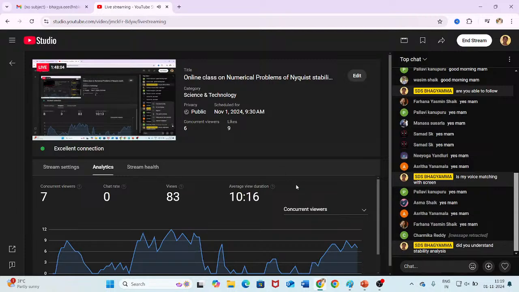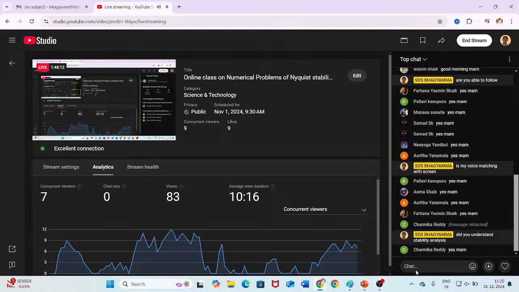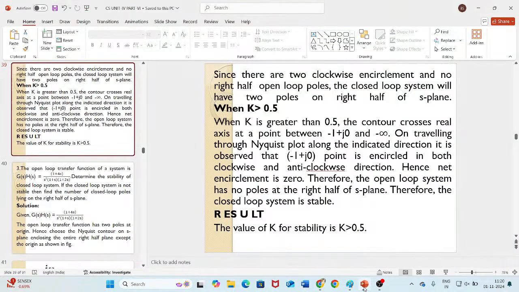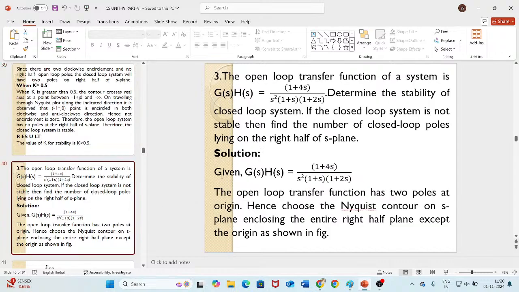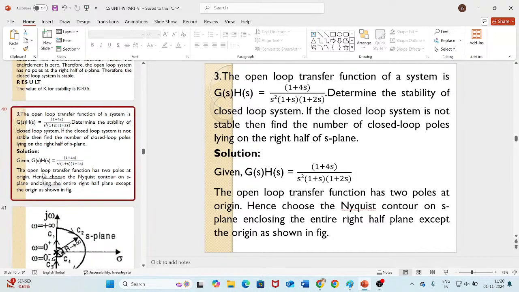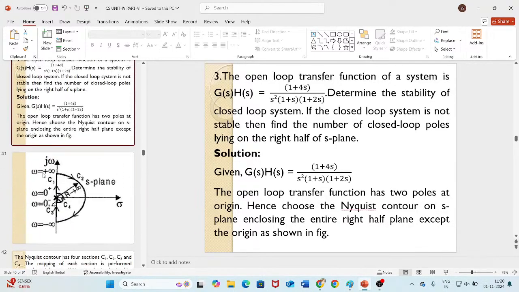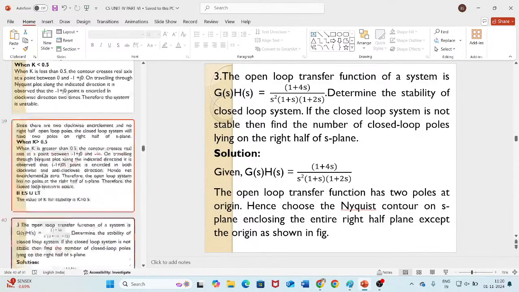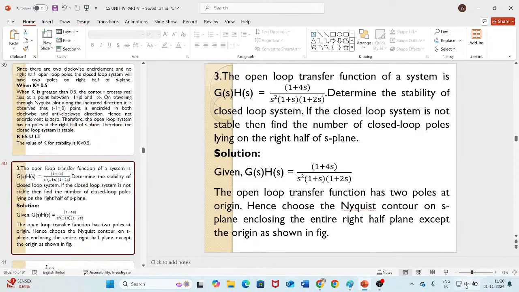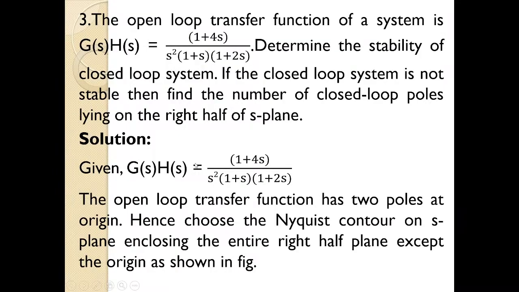So let us go to the next problem. Just inform whoever is absent, whoever couldn't attend, to attend, because this is an important concept. Each and every numerical problem that I have been discussing is different. All these numerical problems are not the same. So it's best to attend. So let's go to the next problem.